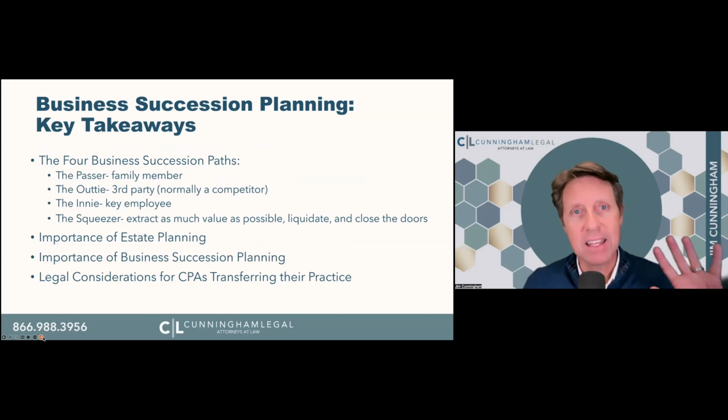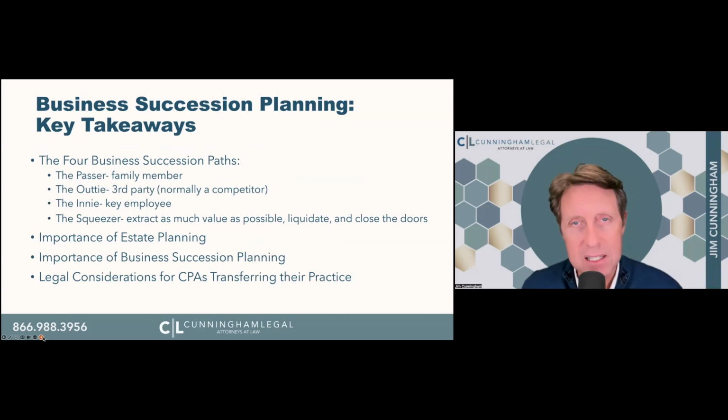So again, the key takeaways from today, business succession planning, the 4 business succession paths are: the passer, this is your business going to a family member; the outie, this is a sale to a third party; the innie, which is a sale to a key employee, so an inside transaction; and the squeezer, that's where you just wring out as much value and close it down. Don't forget about the importance of estate planning, the importance of business succession planning, and also the legal considerations for CPAs transferring their practice. So there are specific rules that apply to you.